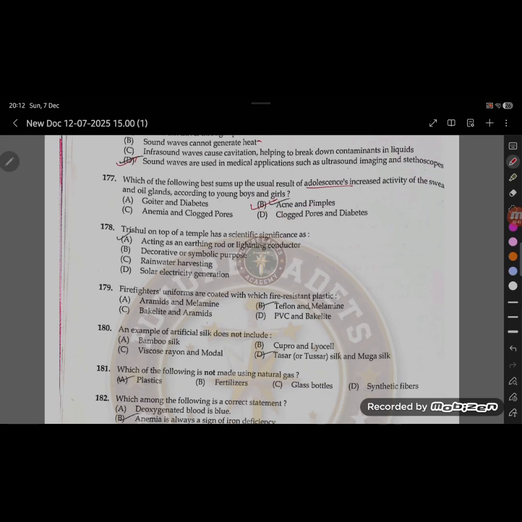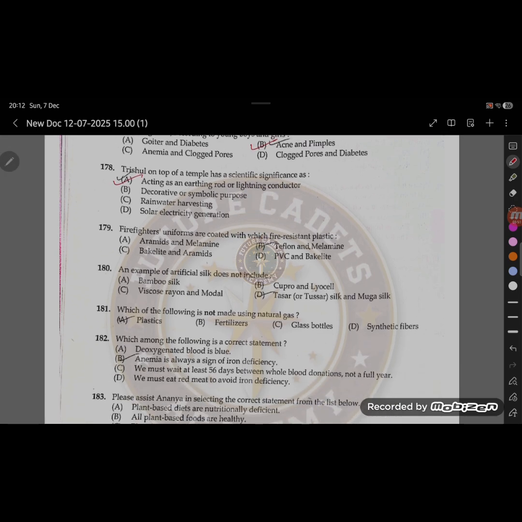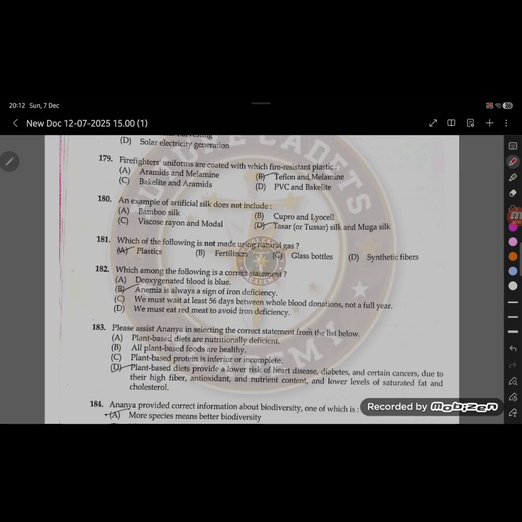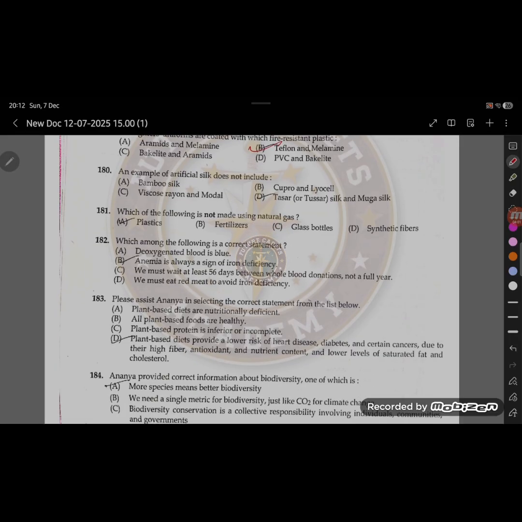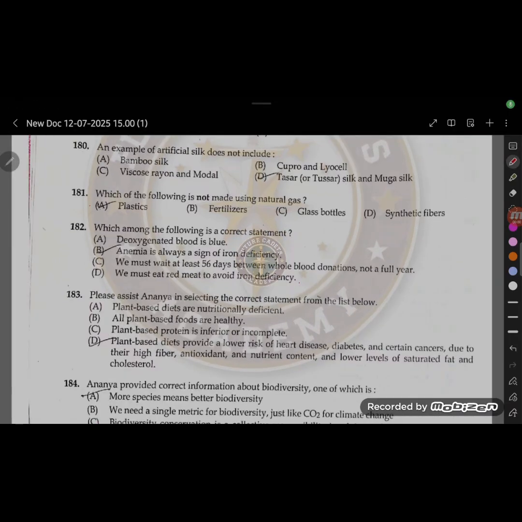178. Trishul on the top of a temple has a scientific significance. Why? Because it acts as an earthing rod or lightning conductor. So see how smart our ancestors were. Firefighters' uniforms are coated with fire resistant plastic. To all those who know, Teflon and melamine are the examples.